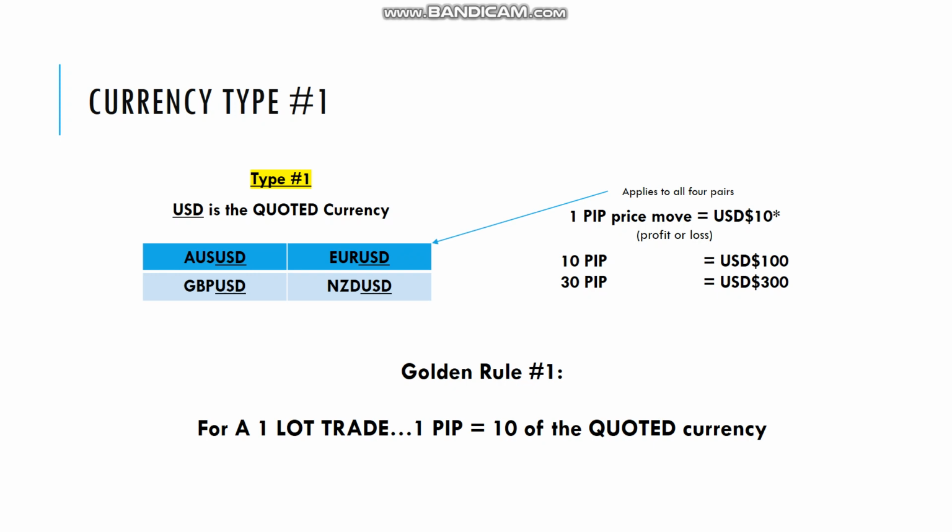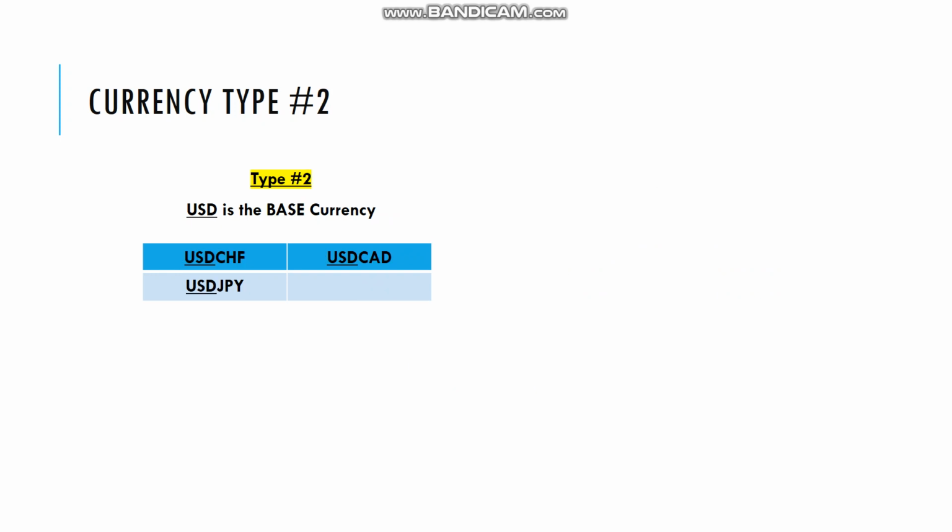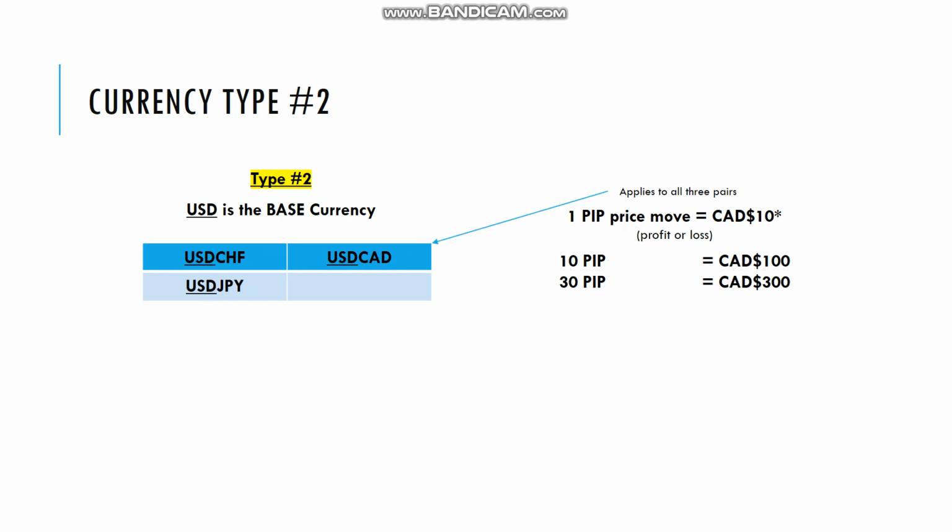Now let's see how we can apply this rule with currency type number 2, where the US dollar becomes the base currency. Here the quoted currency is different for every pair. So based on our golden rule number 1, a 1 pip move for the dollar CAD pair, for example, would look as follows. A 1 pip price move equals 10 Canadian dollars, because the Canadian dollar is the quoted currency.